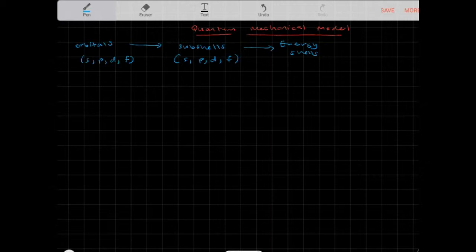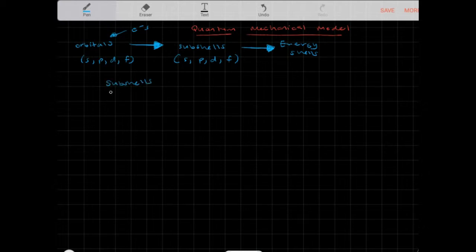So we're going to start by looking at electrons organized in orbitals. And then the orbitals will come together and form these subshells, and the subshells will come together and form energy shells. Now let's take a look. So we looked at what orbitals are, and we looked at the different types of filling of orbitals. Let's take a look at subshells.